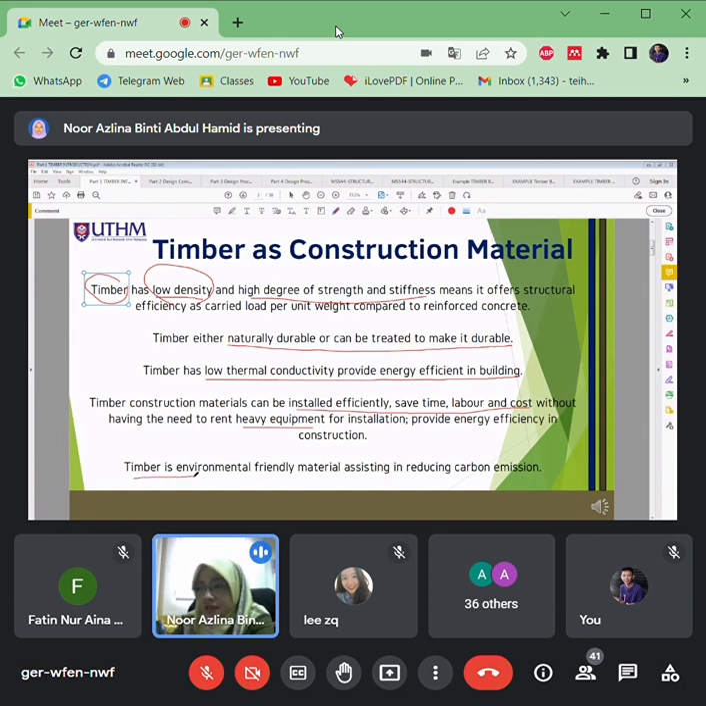So timber is environmentally friendly. Of course, it is green and a natural source, right? Which reduces carbon emissions compared to concrete. Okay, where one of the main sources of carbon emission is cement. So by using this timber, we can reduce the pollution, but at the same time, we also need to preserve our natural resources. Okay.